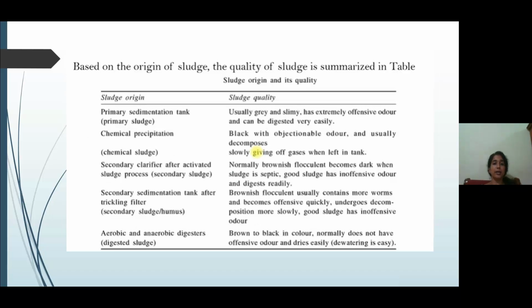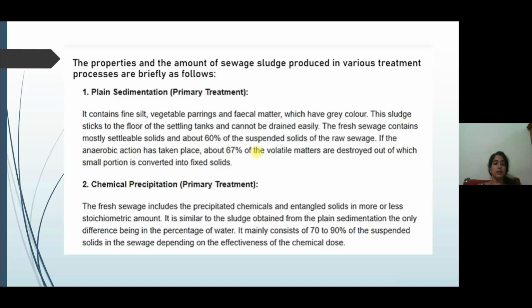This is the table showing the origin of the sludge and the sludge quality. You can go through. These are the sludges collected from different stages of wastewater treatment, that is from primary sedimentation tank, chemical precipitation, then secondary clarifier after activated sludge process, then secondary sedimentation tank after trickling filter, then aerobic and anaerobic digesters. These are the different qualities of sludges collected from plain sedimentation tank, that is primary treatment, and the chemical precipitation, that is also primary treatment.